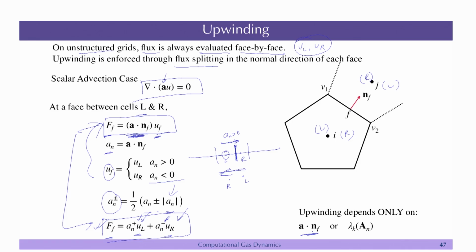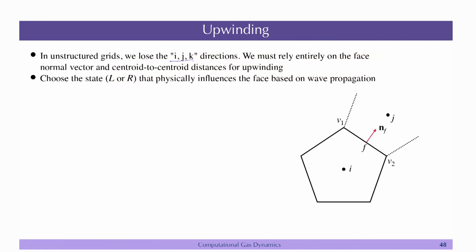In the case of multi-dimensional flows and vector equations like the Euler equations, it is translated to the wave speed that we have been getting. So you have to look at the wave speed lambda_k, like the characteristic speeds we got, and depending on the sign of that, you have to do the upwinding. You have to select the left and right. If we do not have this i, j, k, you have to depend on the face normal and the distance between i and j. You have to choose a left and right that physically influences based on the wave propagation.